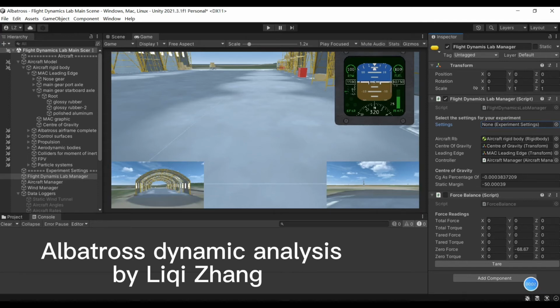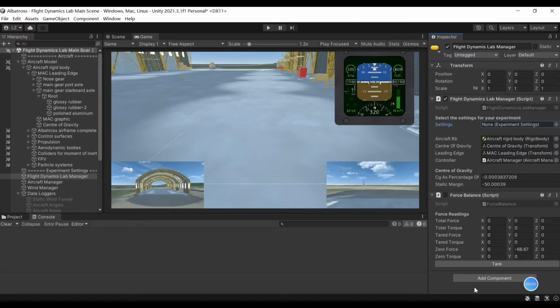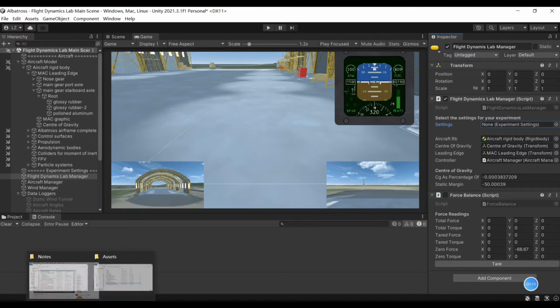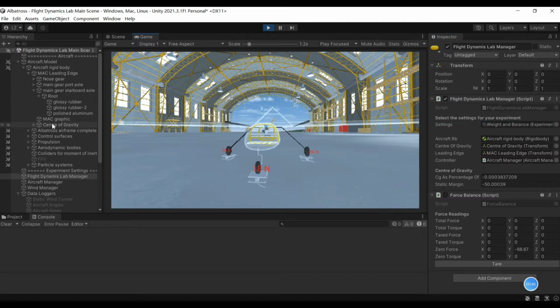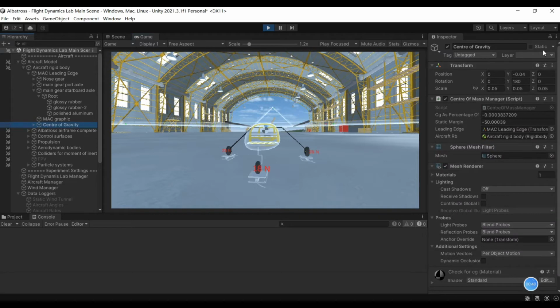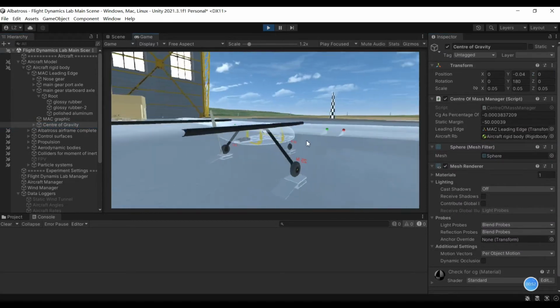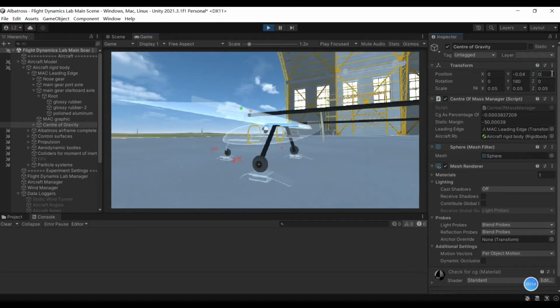Hello everyone, this video is mainly for analyzing the flight dynamics of the Albatross UAV. As can be seen here, the first step is to do the weight balance. Then if we go to the center of gravity, CG, we can change the location of the CG here, in the Z direction.